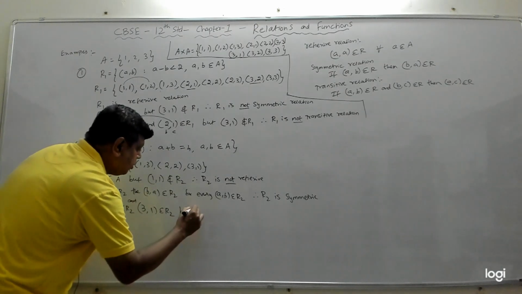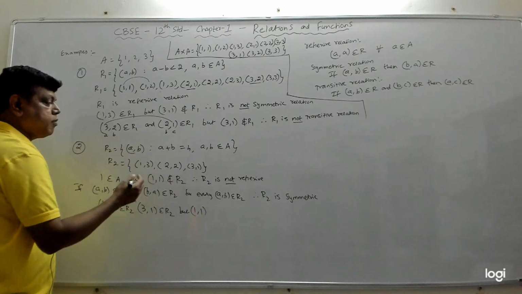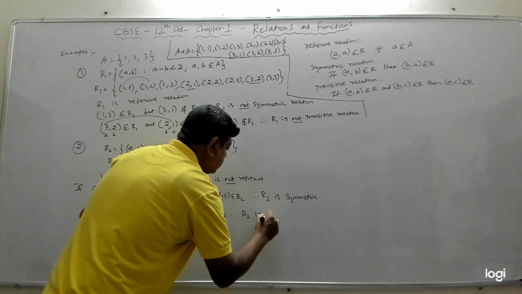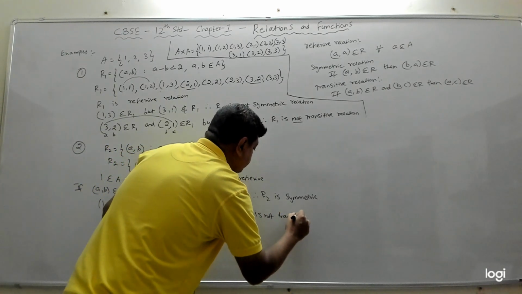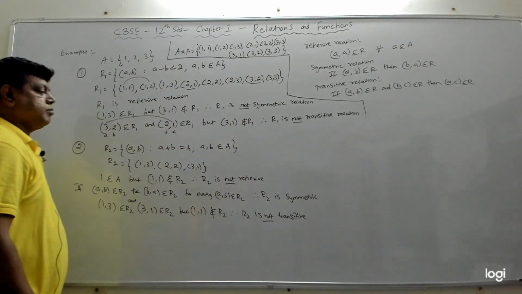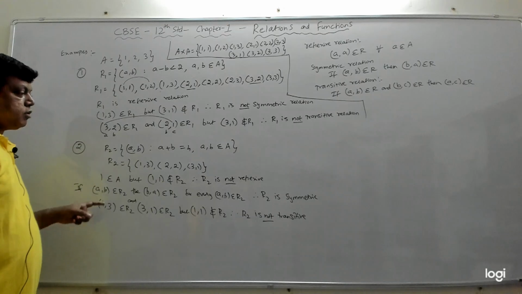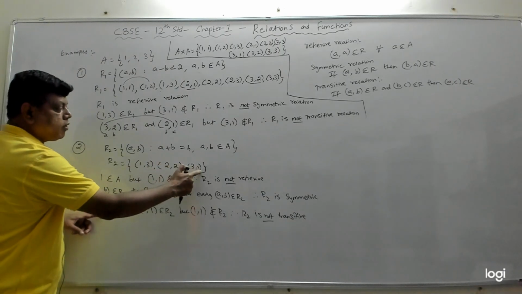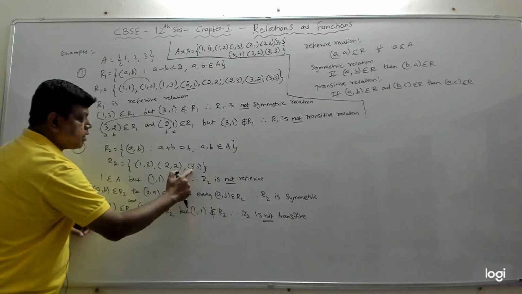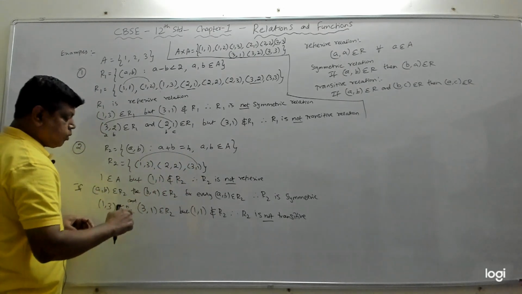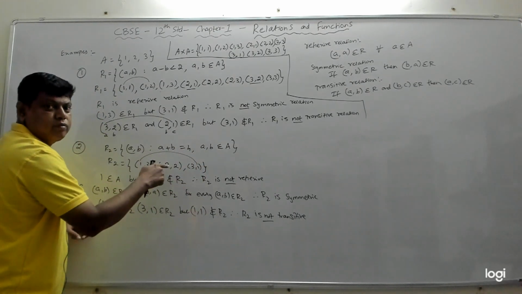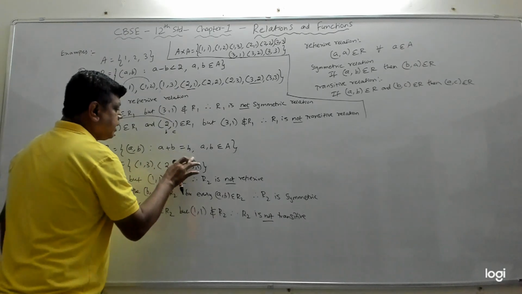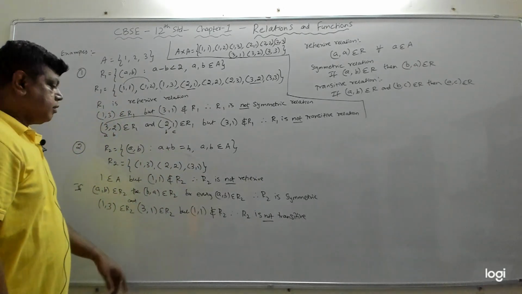But is (1, 1) there here? (1, 1) is not there. (1, 1) does not belong to R2. Therefore R2 is not transitive. So this is an example where the relation is only symmetric, but not reflexive and not transitive. Why is it not transitive? (a, b) is there, (1, 3) is there, then (3, 1), which is (b, c), is there, but (a, c), that is (1, 1), is not in the set. Therefore it is not transitive. Clear?